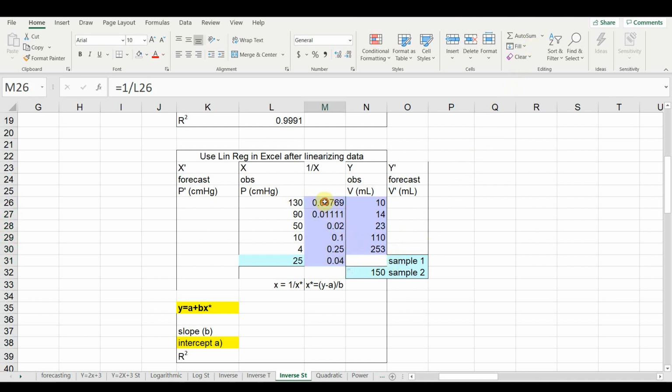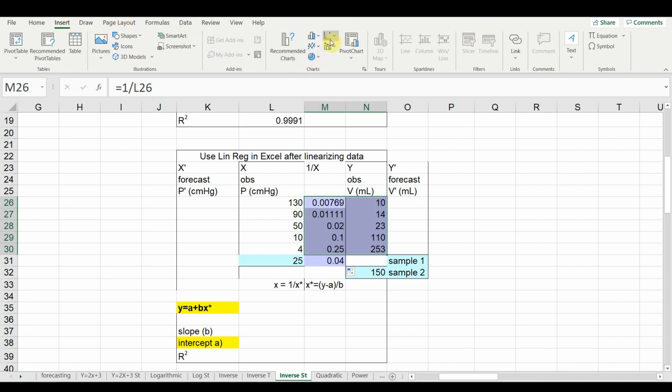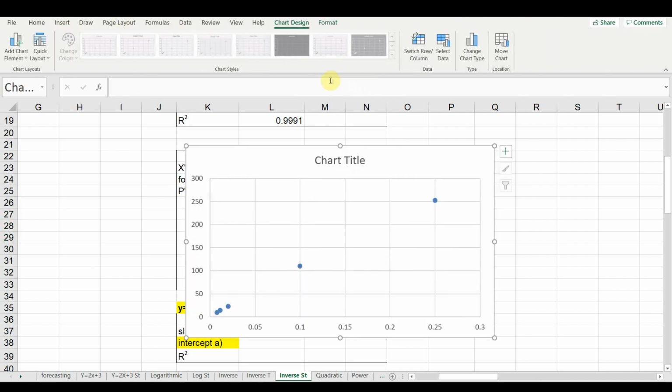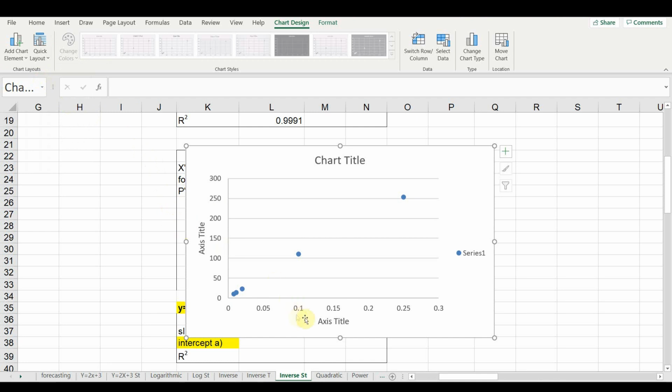So let's plot the data for the standards, the measured values. The first 1, 2, 3, 4, 5 data points. Let's plot that and take a look at it. That'll be insert a scatter plot, just points. Notice how linear that looks. Okay, let's choose quick layout number 1. What do we call this? The x value, it'll be 1 over p. That'll be centimeters of mercury to the minus 1. And the volume is still the volume.